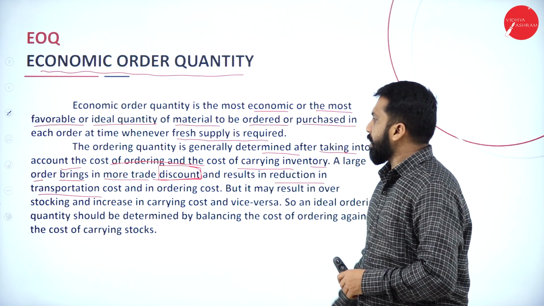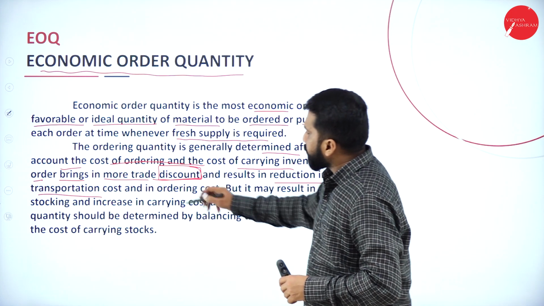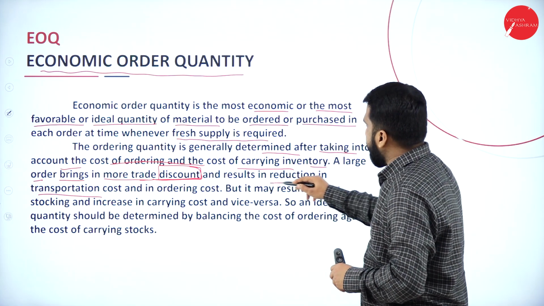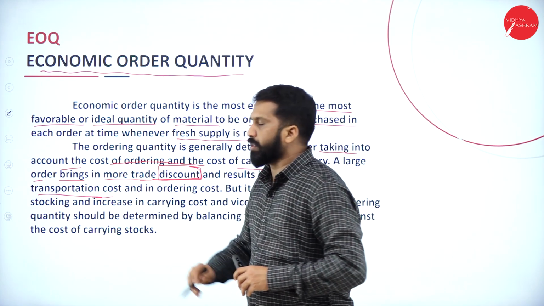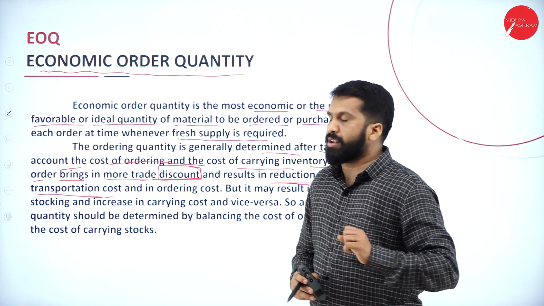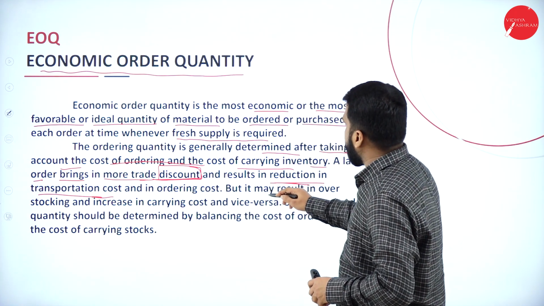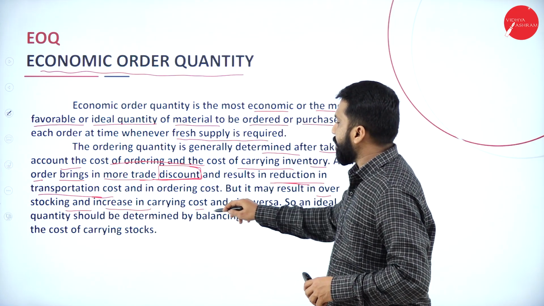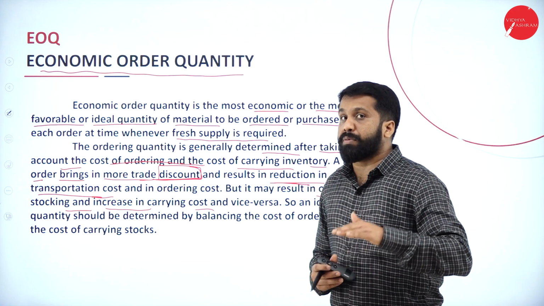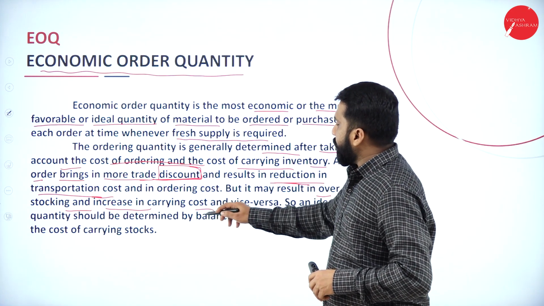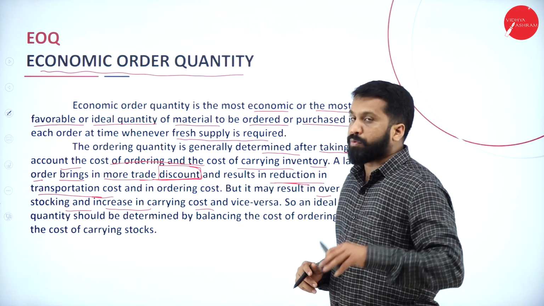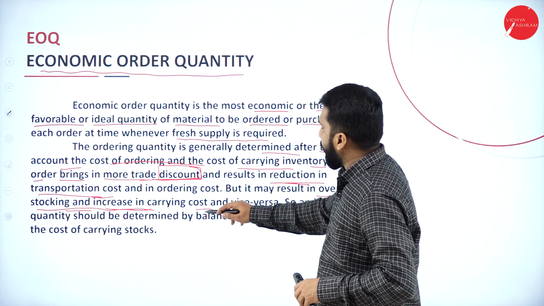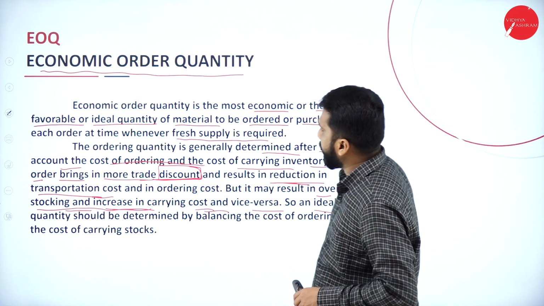Now, whatever you bought in bulk, you will get a huge discount on that, and it results in a reduction of transportation. Your transportation is also reduced, and so is the ordering cost. But it may result in overstocking and an increase in carrying cost. The cost will be increased. The carrying cost and ordering cost will be reduced, but overstocking means an increase in carrying cost, and vice versa, hence the ideal ordering quantity.